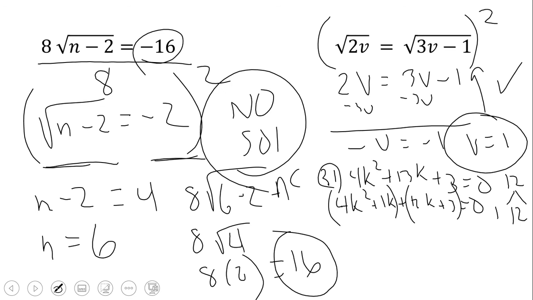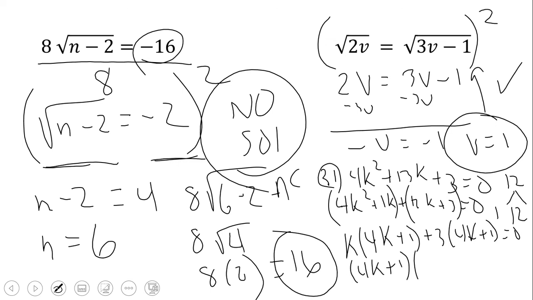Do your grouping. Take a k out of the first pair. Take a 3 out of the second pair. You should get that repeat factor: 4k plus 1 times k plus 3 equals 0. And then again, because the problem is asking you to solve, you're going to set each parentheses equal to 0. And you're going to get final answers of negative 3 and negative 1/4.